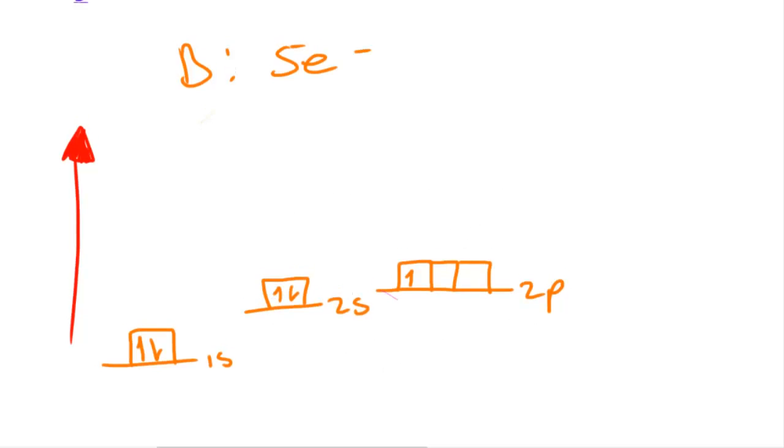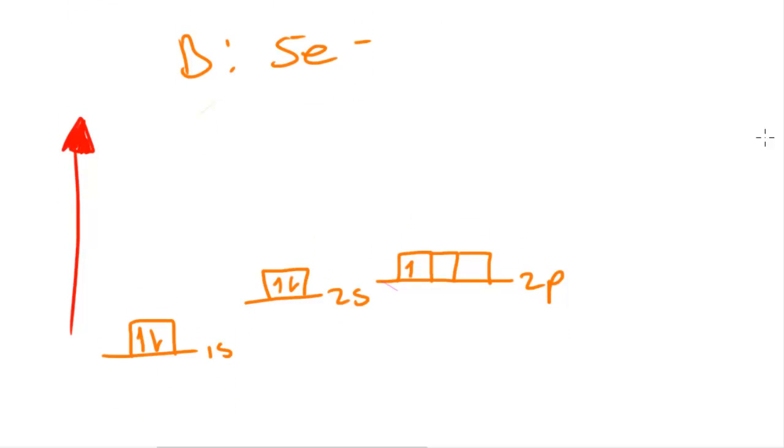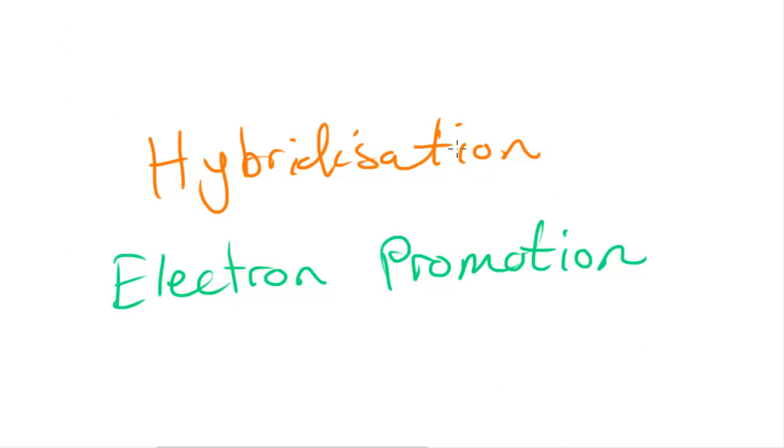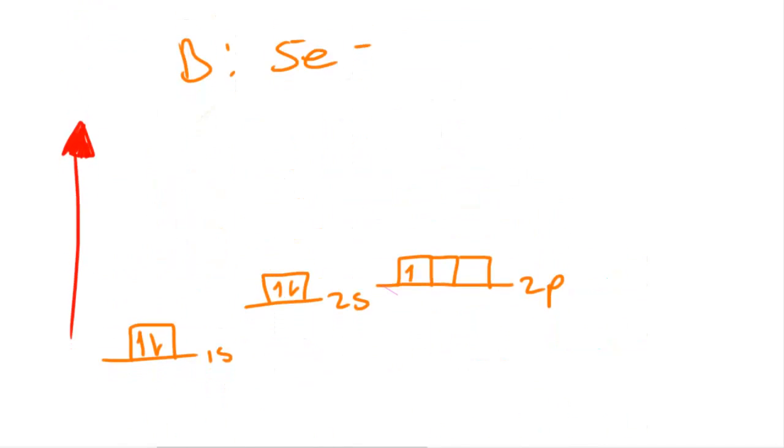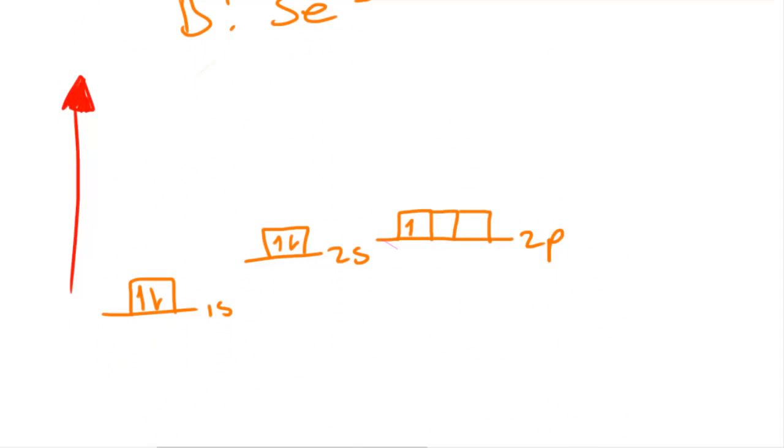So boron has a trick up its sleeve, because it knows that if it was to form three bonds, it would be more stable than if it was to form one bond. And this trick involves both electron promotion and hybridization. So what boron does is, first of all, this electron takes in a little bit of energy, so it becomes slightly more unstable.